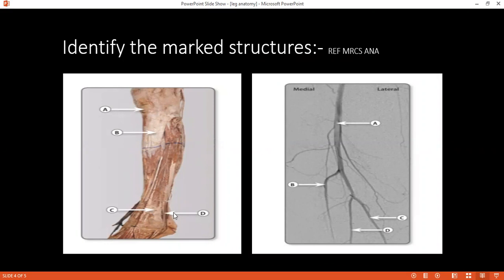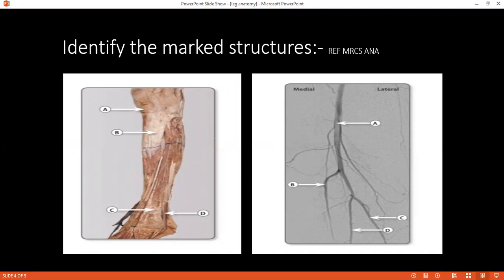Okay. Can you identify structure D, please? This is lateral condyle. So lateral malleolus. Yes, lateral malleolus. What are the structures which pass through it?